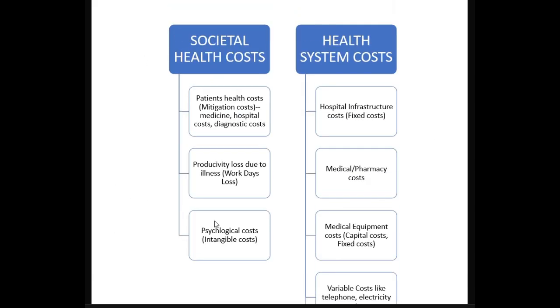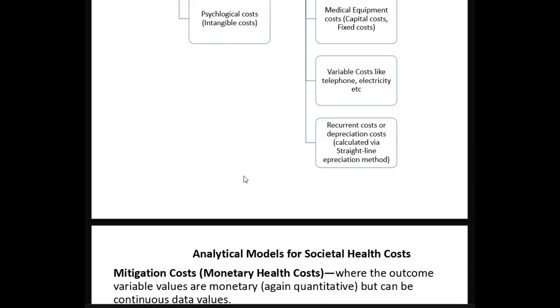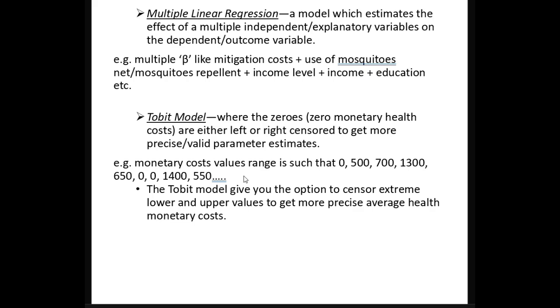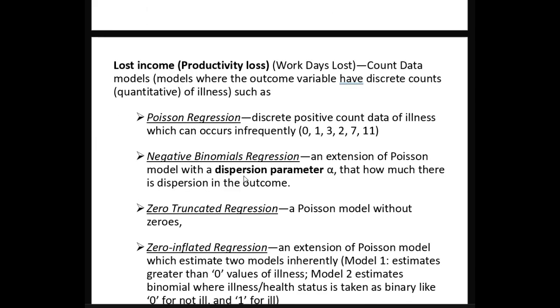And now the second one is productivity loss, which is workday loss. For this kind of health cost analysis, there are completely different types of models. Why? Because in productivity loss, mostly your health cost will be count data values, right? Discrete counts of illness. Suppose in 1 month, one person in a community which you are evaluating may be ill for 2 days, another for 3 days or 7 days, so it will be discrete positive count data of illness, like 0, 1, 3, 2, 7, 11.